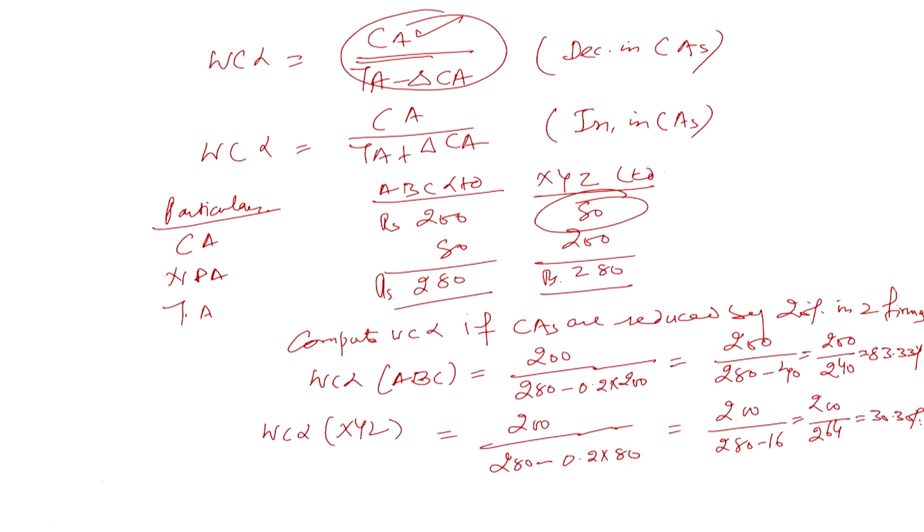We see that this percentage, 83.33%, is in ABC and 30.30% is in XYZ. So it means these two percentages are the working capital leverage in the two companies. So 83.33 and 30.30. Because the percentage of working capital leverage, that is 83%, is much higher as compared to 30.30 in the other company.